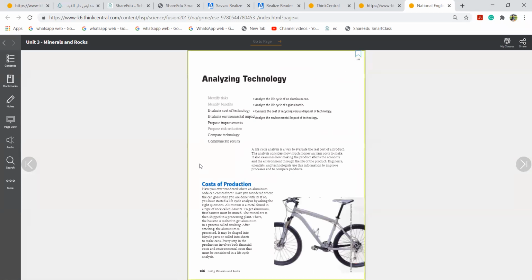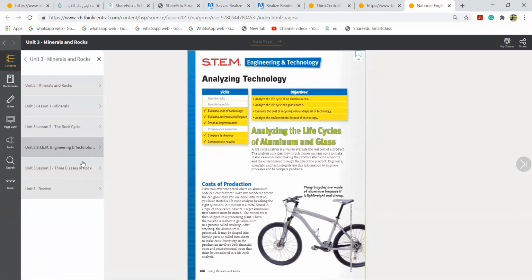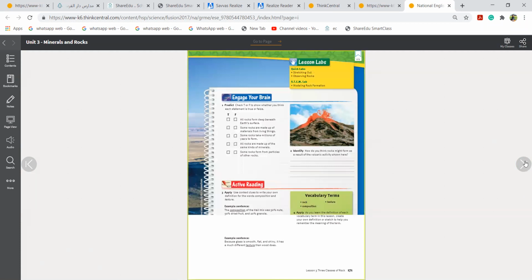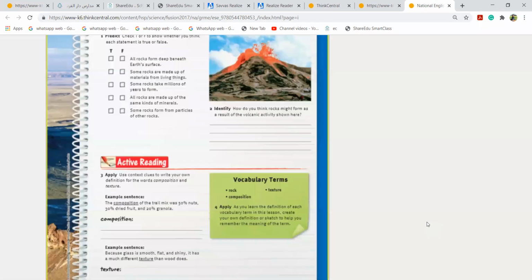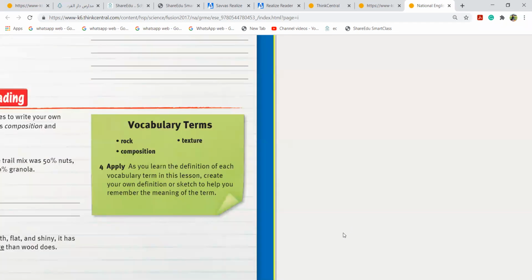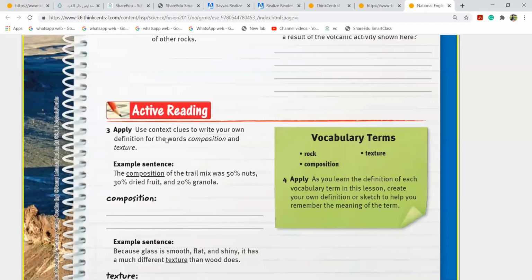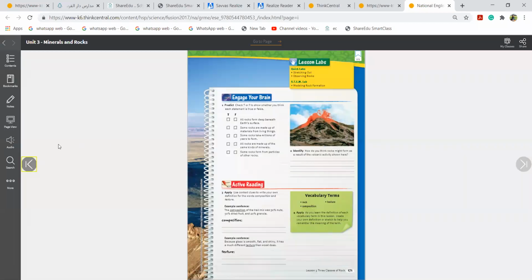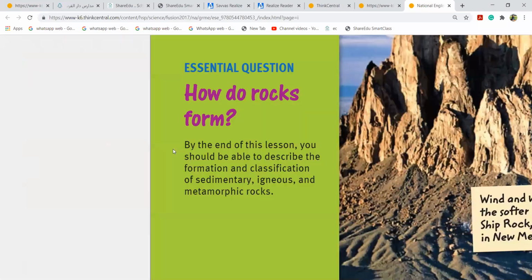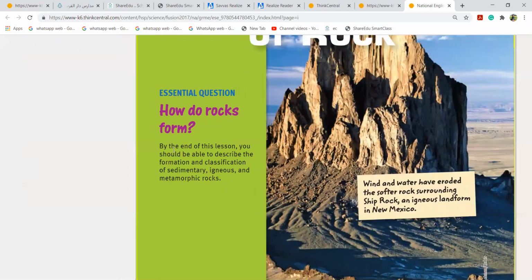That was lesson 2. Now let us go to lesson 3, that is 3 classes of rocks. What are the vocabulary terms? Please read it loud, Zishan. Rock, texture, composition. And what are we going to learn in this lesson? In the lesson, that is the classes of rock, we should be able to describe the formation and classification of sedimentary, igneous, and metamorphic.